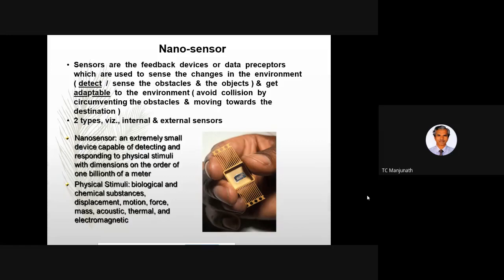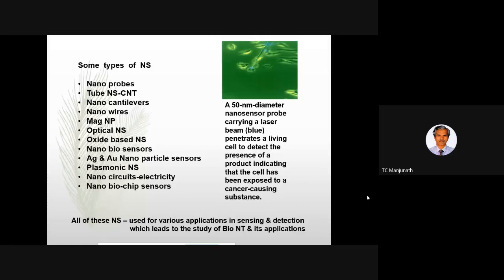As technology developed, the sensor size also moved from the macro sensor to the micro sensor to the nano sensor level. Here I'm showing you some of the types of nano sensors: the nano probe, carbon nanotubes, nano cantilevers, nano wires, magnetic nanoparticles, optical nanoparticles, oxide-based nanosystems, nanosensors, biosensors, nanobiosensors, and gold particles. Nowadays in VLSI design, you are incorporating some gold particles or silver particles, plasmonic, plasma therapy. Recently, nano circuits can be used for generation of electricity.